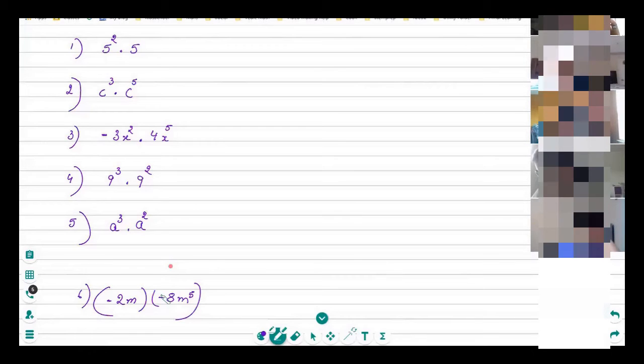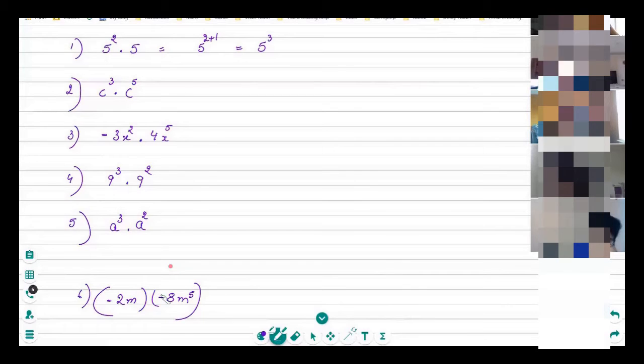Rikshwit, starting with you, but tell me step by step. 5 to the power 2 plus 1. Which gets you 5 to the power 3. And on simplifying, what do you get? 125. Okay, are all of you getting the same answer? Yes. Yes. Yes.